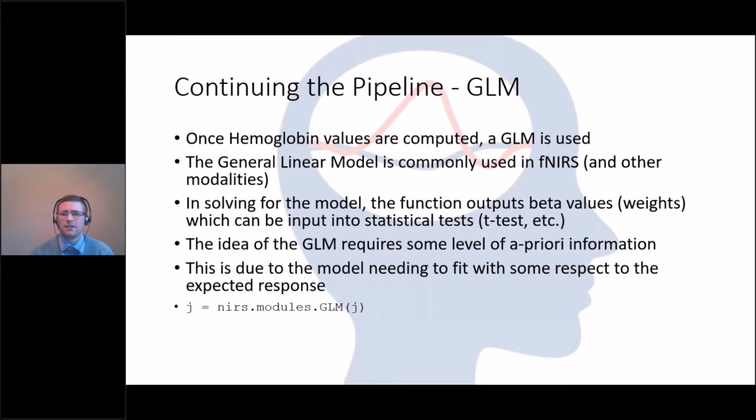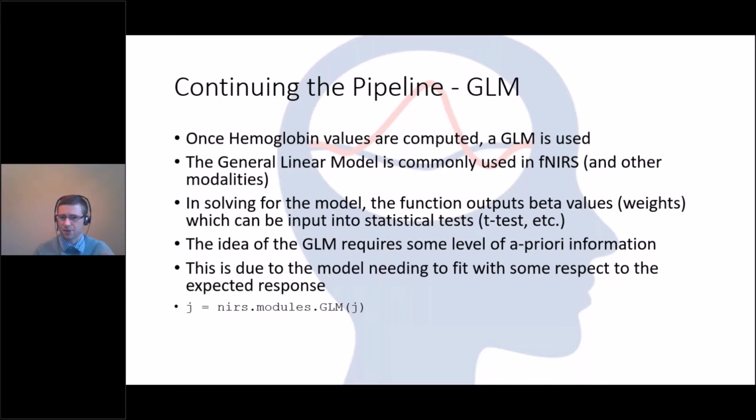Once you have the hemoglobin values out, there's a good chance that you're going to want to run a GLM. There may be other ways you're approaching your data, but for our sake today, we're going to cover the GLM. In solving for the model, the idea is that you're going to compare the data to the model, and you're going to shrink or grow the model to fit the data more appropriately. And these are called your beta values.